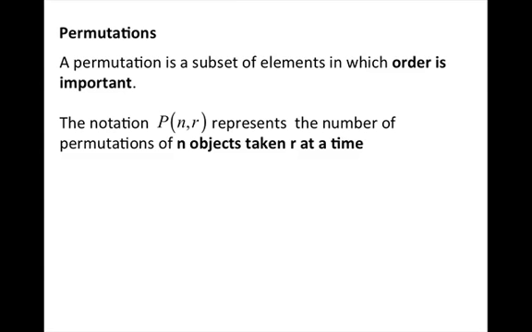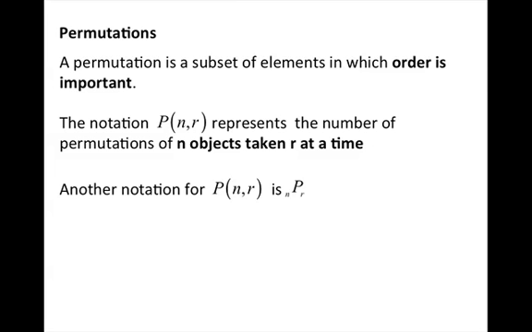The notation for permutation is a capital P followed by what looks like an ordered pair. And there's going to be 2 numbers in that ordered pair. The first one is an N, which is the total number of objects. The second is an R, which is the number of objects we're selecting. So this notation represents the number of permutations of N objects taken R at a time.